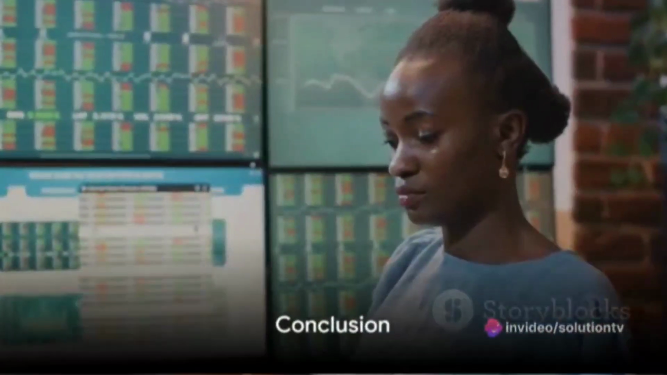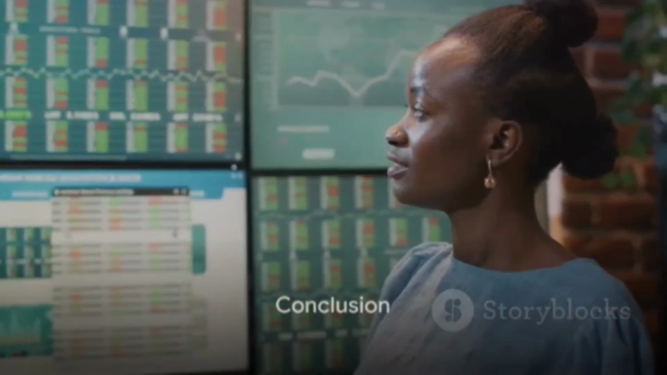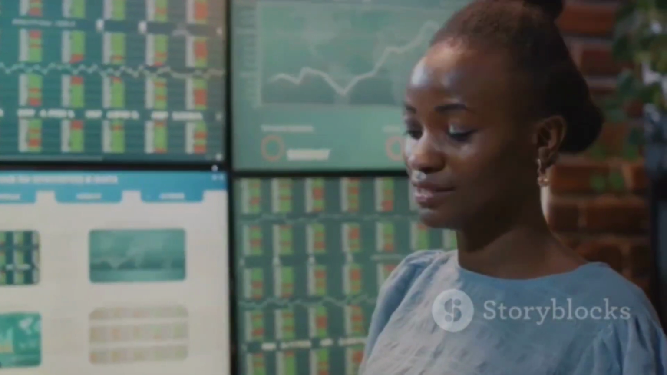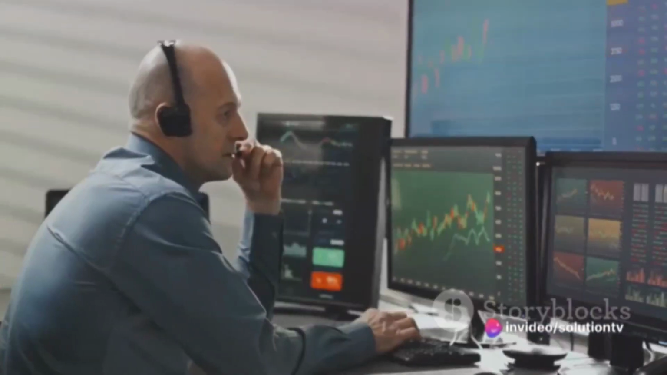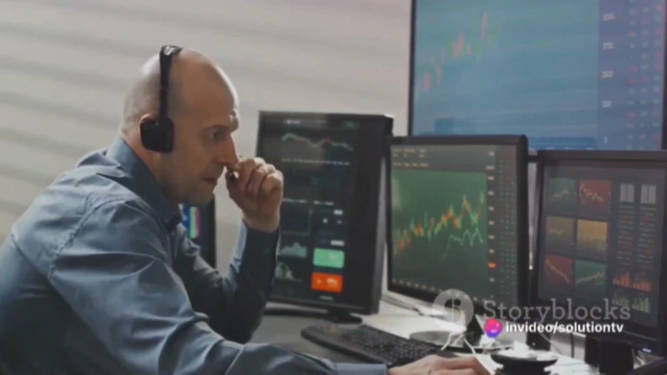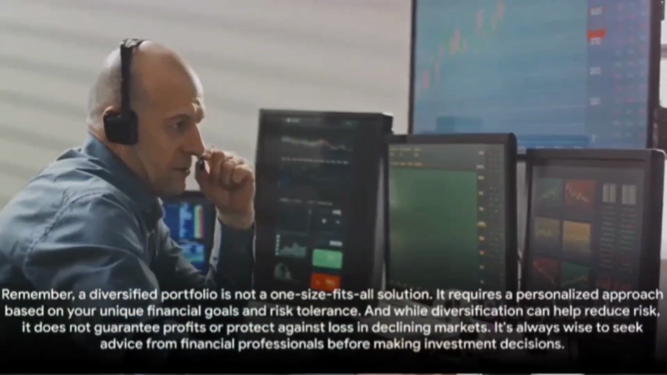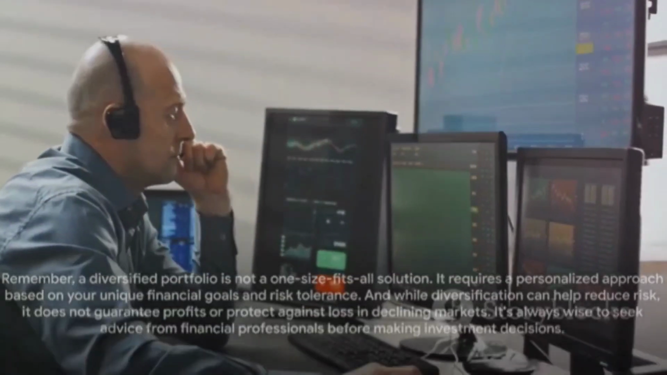To sum up, building a diversified investment portfolio involves understanding diversification, identifying your investment goals and risk tolerance, choosing the right asset classes, allocating your assets, diversifying within asset classes, and regularly reviewing and rebalancing your portfolio.